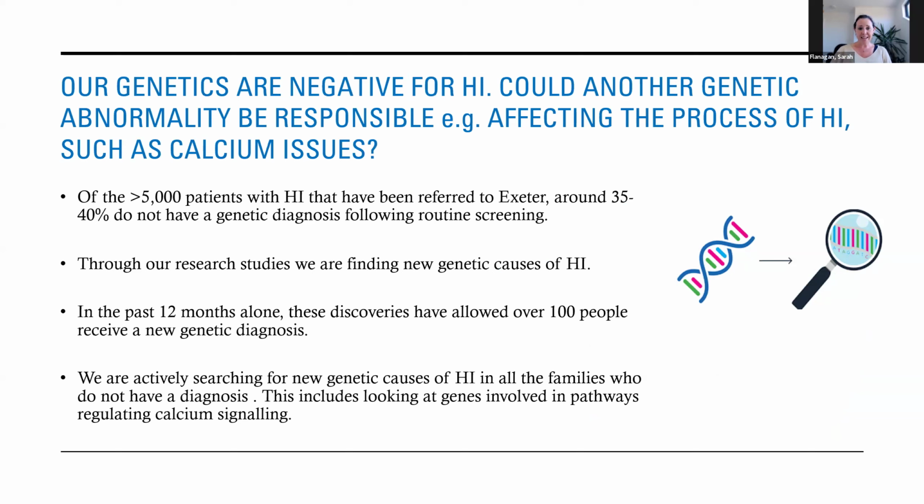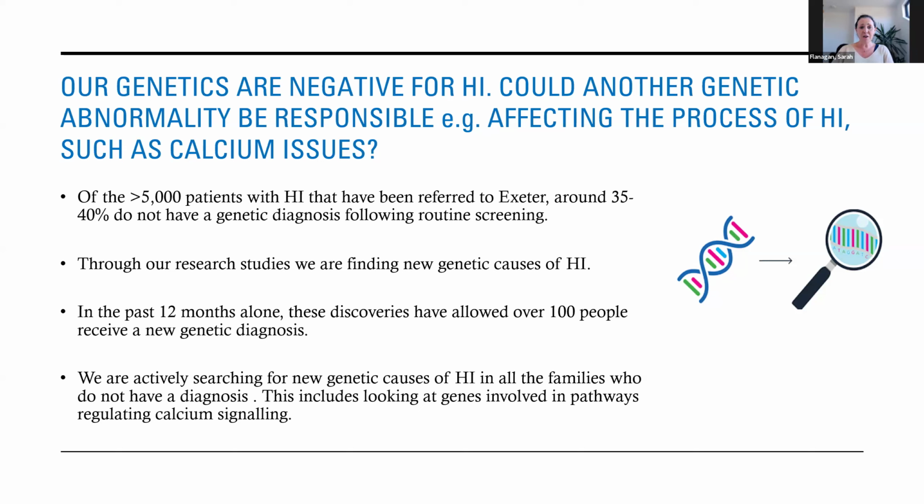So one of the questions which I can answer is this question, which has come from a family who have negative genetics. So they've had screening of the known HI genes, hopefully, but no variants of significance have been identified. And their question is whether or not another genetic abnormality could be responsible for the HI in their family. And they've given the suggestion that it could be as a result of an issue with calcium signaling.